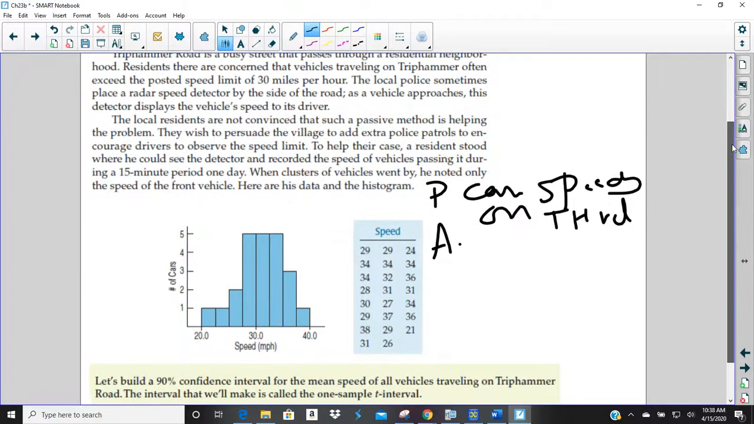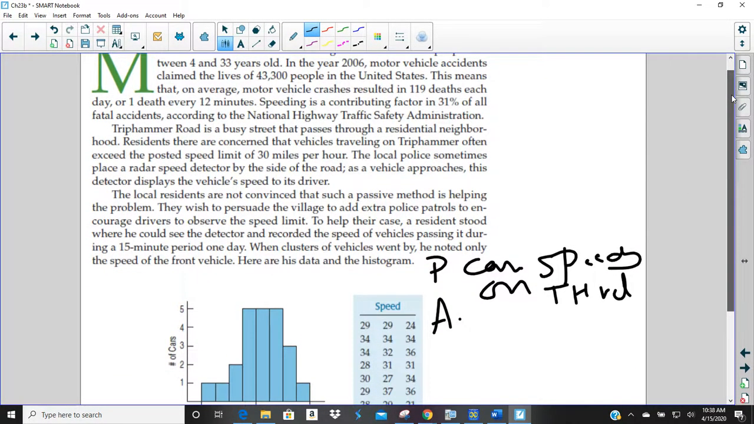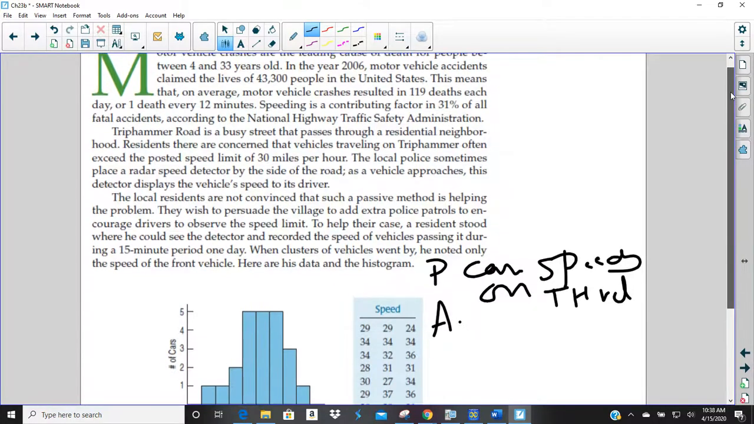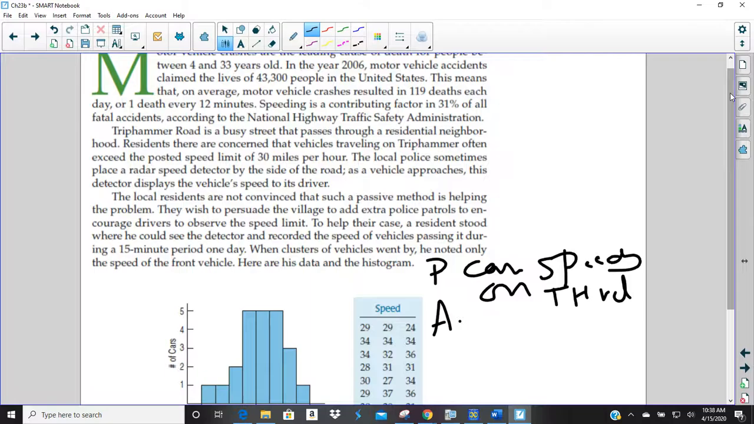I didn't have a chance to fully read this in the last few minutes, so let's take a look. So basically, they're concerned that just having a posted speed limit number, and sometimes having the police there isn't really helping the speeds. They want to know if people are speeding. We'll talk about that soon too, tomorrow when we do tests. But a resident stood where he could see a detector and recorded the speeds of vehicles passing it during a 15-minute period one day. When a cluster of vehicles went by, he noted only the speed of the front vehicle.